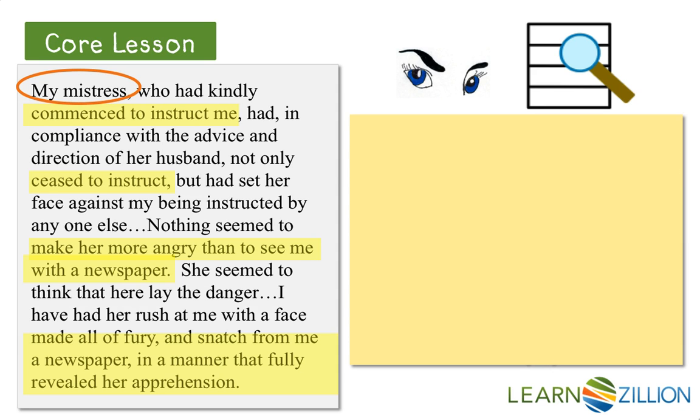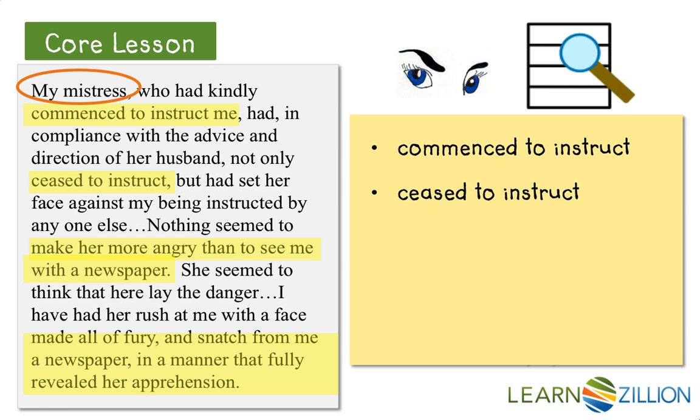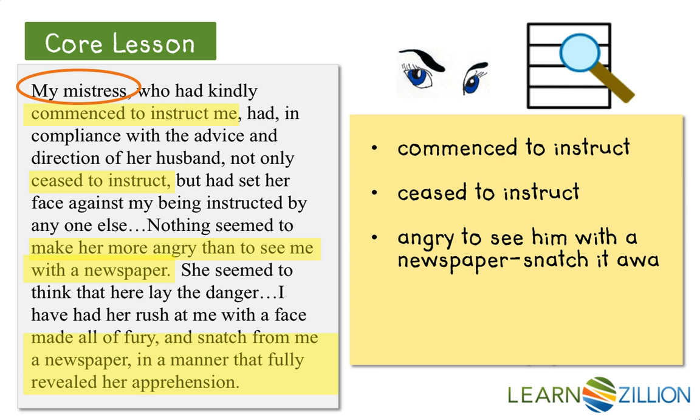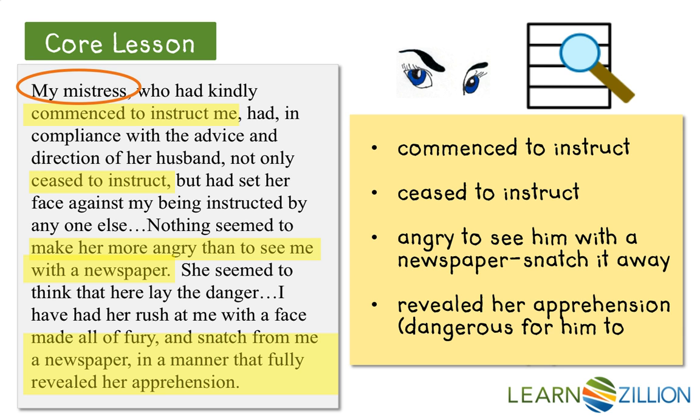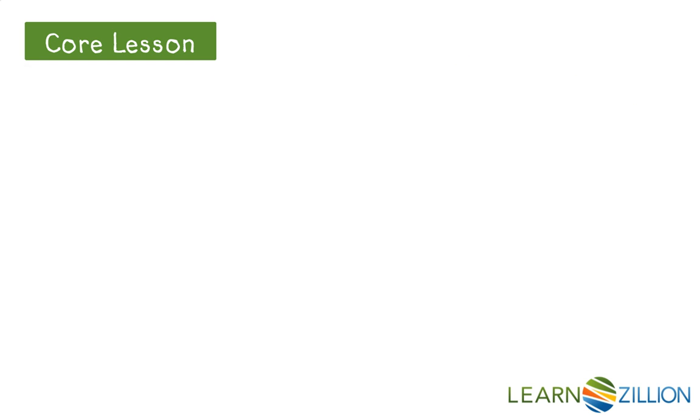So now I will jot down these 4 points to use later when I begin drafting my essay. So she commenced to instruct, she ceased to instruct, she got angry to see him with a newspaper and she snatched it away. And also, this last part, it revealed her apprehension, which means that she thought it was dangerous for him to read a newspaper.